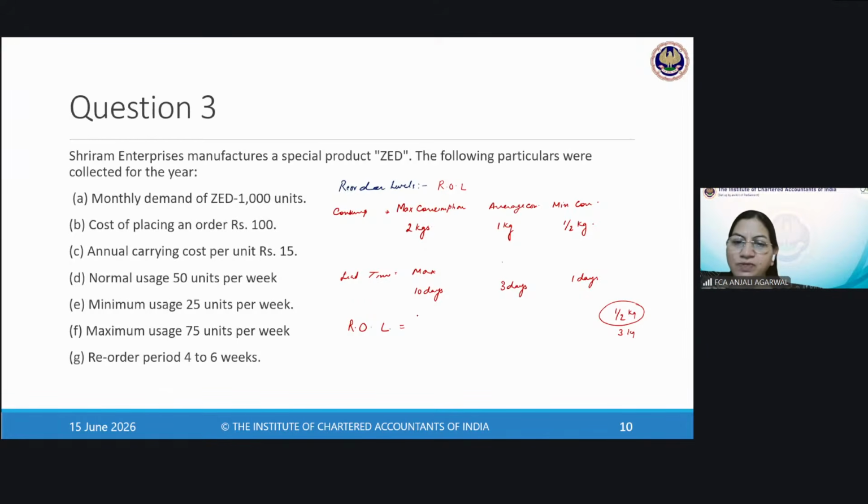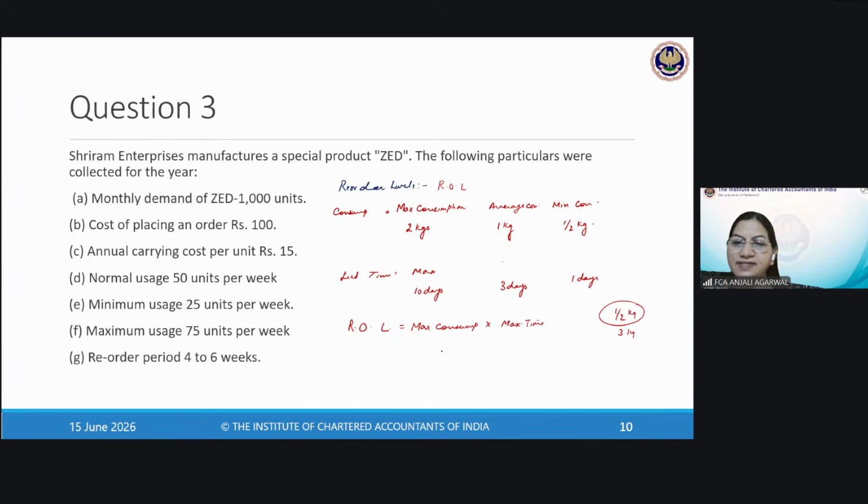So if I want to be 100% sure that no matter what, and even if it takes maximum 10 days, even if it takes 2 kgs per day, I shouldn't be stock out. So my conservative formula goes maximum consumption into maximum time.